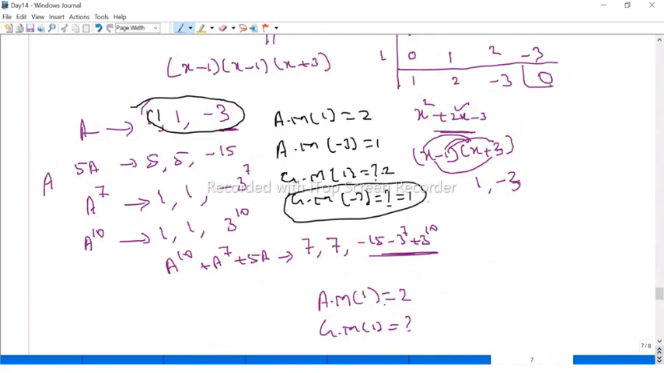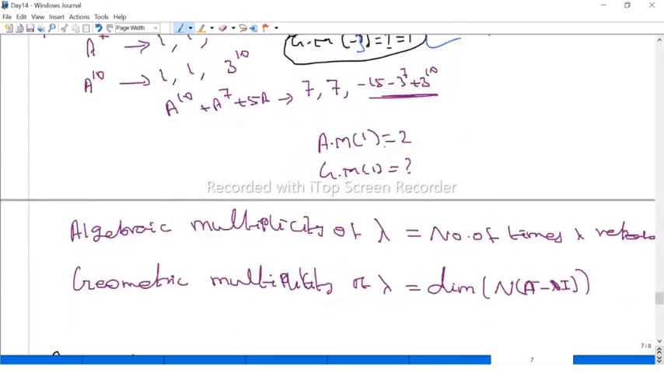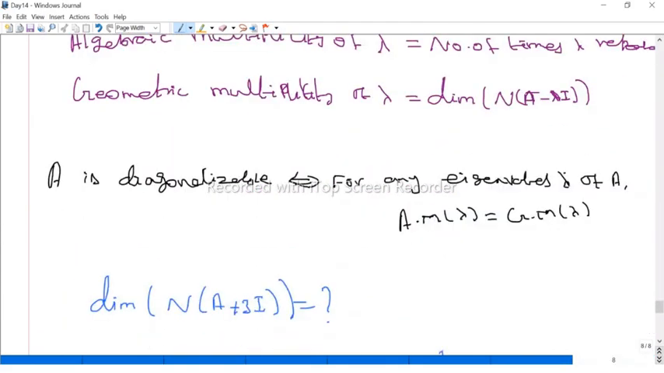So therefore, we get that the geometric multiplicity of the eigenvalue minus 3 and the arithmetic multiplicity of minus 3 are equal. Similarly, we have to find the geometric multiplicity of the eigenvalue lambda. You will get the dimension 2. Therefore, both are equal, and so the matrix is diagonalizable. This is a very important point: a matrix is diagonalizable if and only if for every eigenvalue of A, the arithmetic multiplicity and the geometric multiplicity are equal.